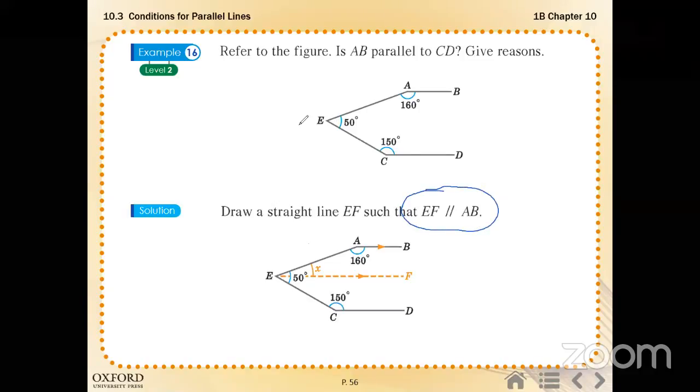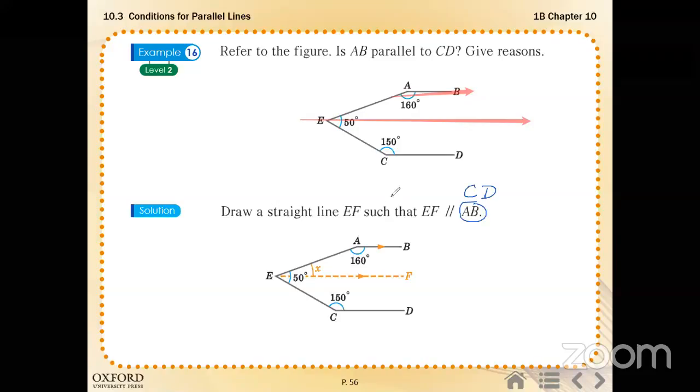It means I want to draw a line here. I can choose what kind of line I want to add. Therefore I choose to add the line which is parallel to AB. Or if you don't want to do it, you can do it the other way around: you can choose to add a line that is parallel to CD instead of AB. Either one is fine.